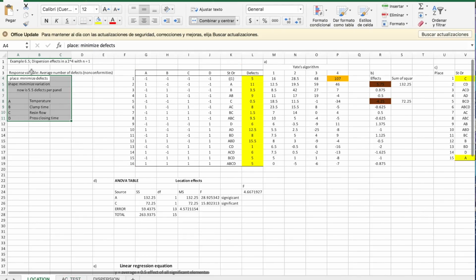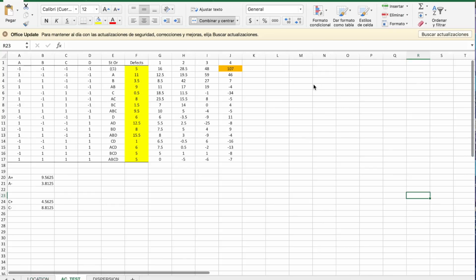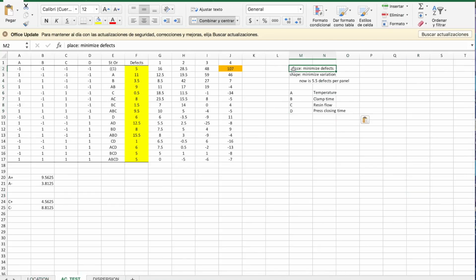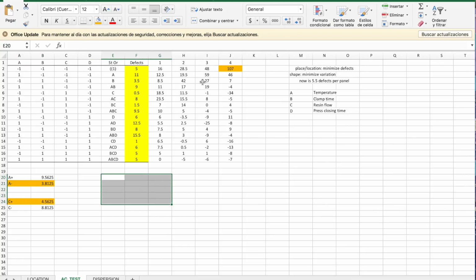Okay, now remembering from the problem, we know that the goal is to minimize defects. They ask us to minimize defects. So we're going to grab the value where A is the lowest and C is the lowest because we want to minimize. In this case, A minus has the lowest value, so it's 3.8, and C plus has the smallest value as well. So we would choose A negative and C positive for minimizing defect.